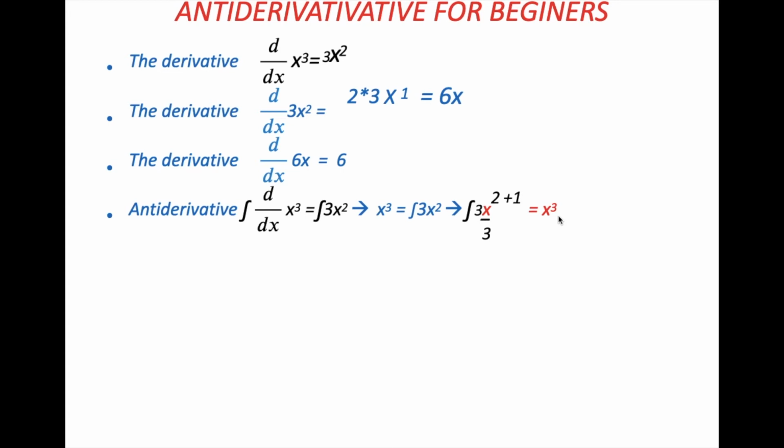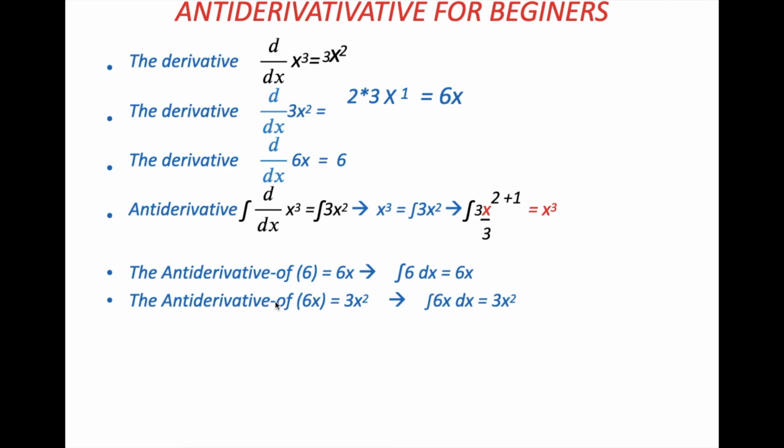So we will do some antiderivative examples. The antiderivative of 6. So as we said, we add 1 to the power, so x to the power of 0 plus 1 is x to the power of 1. And we divide by the new power. So 6x over 1 is 6x. So the antiderivative of 6 is 6x.